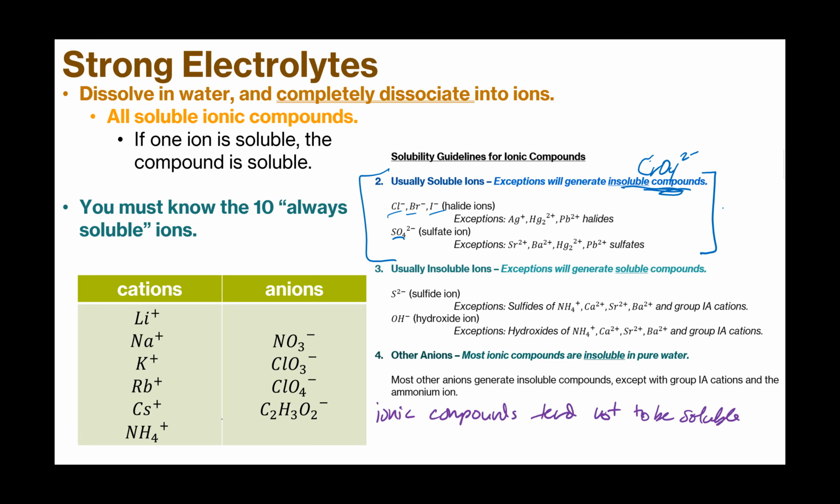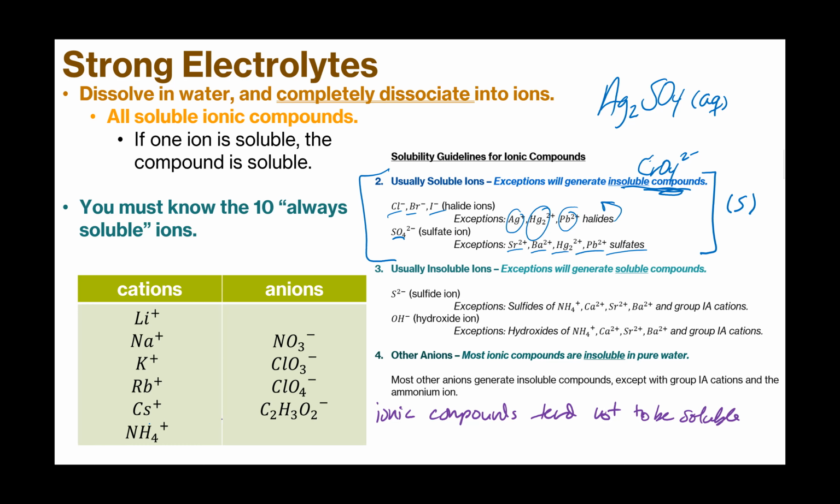So the exceptions are going to make solids. So silver, mercury, and lead are insoluble halides. Strontium, barium, mercury, and lead are insoluble sulfates. Silver sulfate is mostly soluble. So I consider this to be soluble. And when we work with it in lab, it turns out to be soluble. So that's how we're going to go through that, even though our book says it should be insoluble.